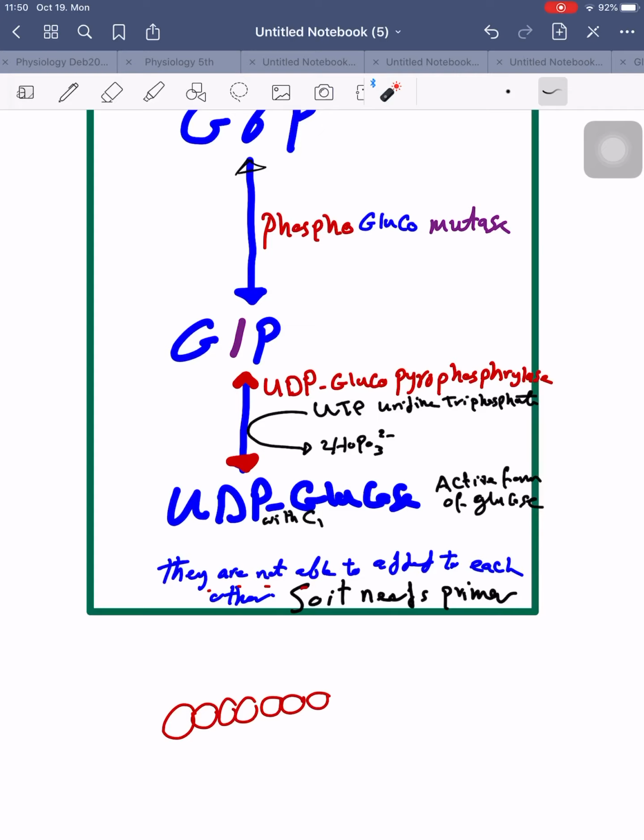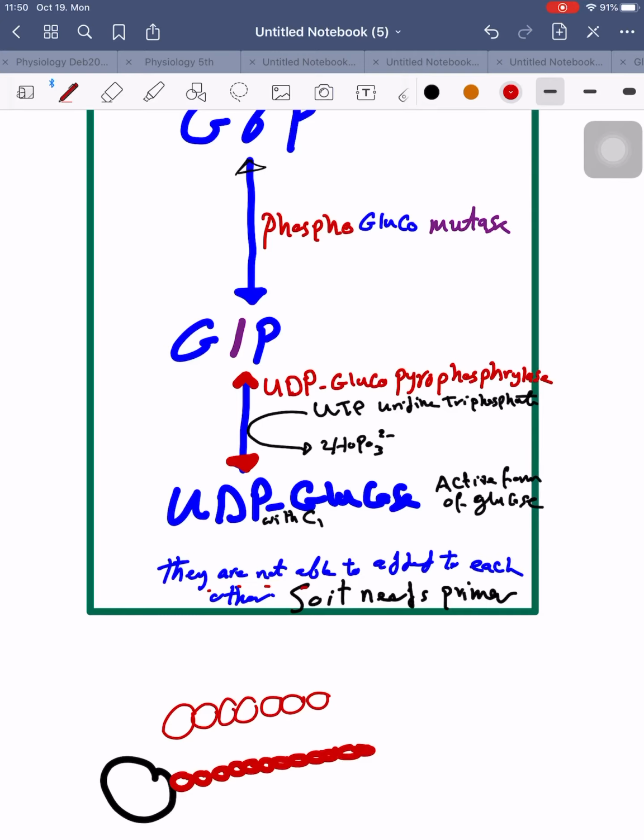But the point is, can I start to add it from here? Can I start making a glycogen chain from an empty end? No. We need to find something called a primer. We need a primer. Then onto that primer we add glucose. We need a primer and here we add glucose.